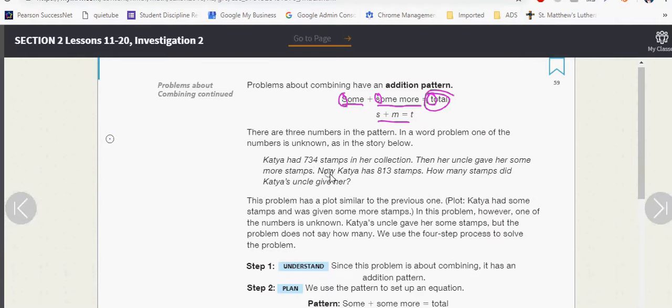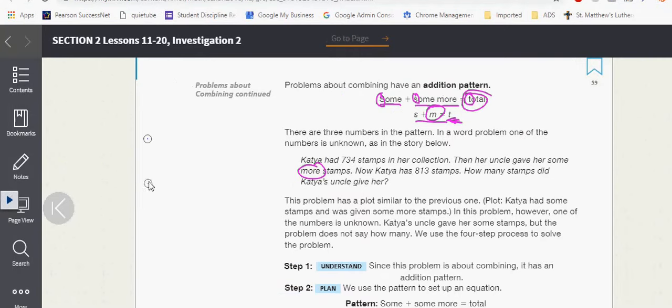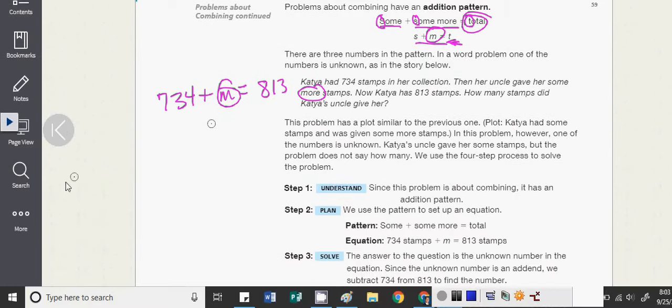Down here we have an example. Katya had 734 stamps. Her uncle gave her some more, so we don't know what that more is. Keep that in mind. Now Katya has 813. How many stamps did she get? What was the more? Okay, so we draw this out. We know that it's an addition. We even have the words some more in there. It's a combining problem where we're going to combine the original 734 with, we're not sure, to a final total of 813. We want to answer how many M. We don't need to do this algebraically yet. We just want to know the missing addend.